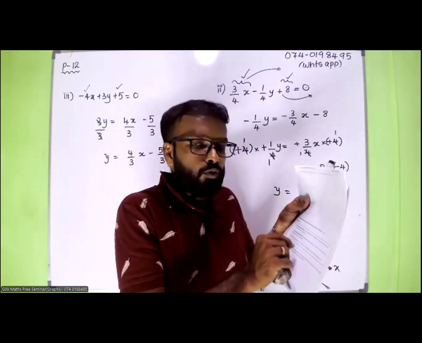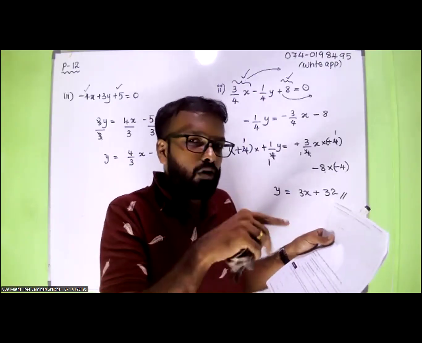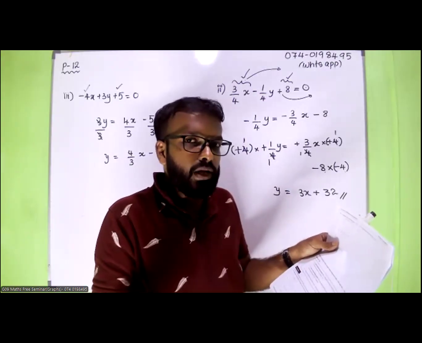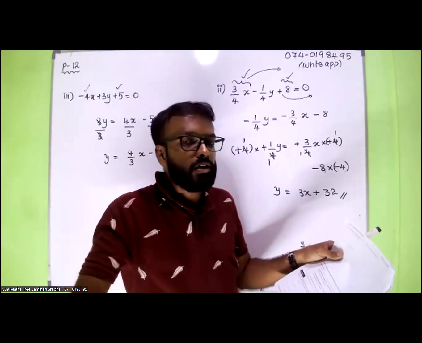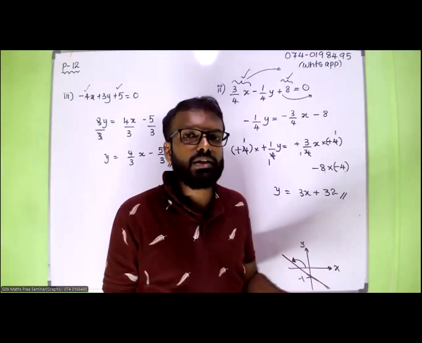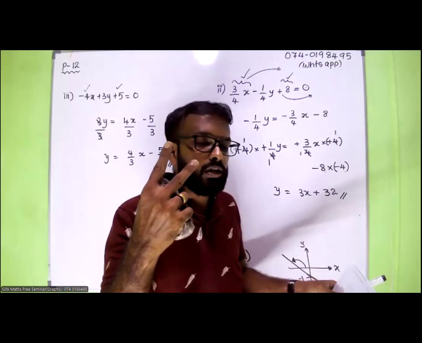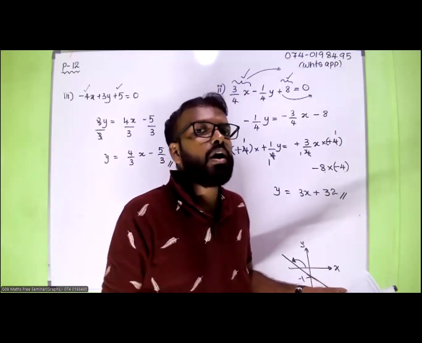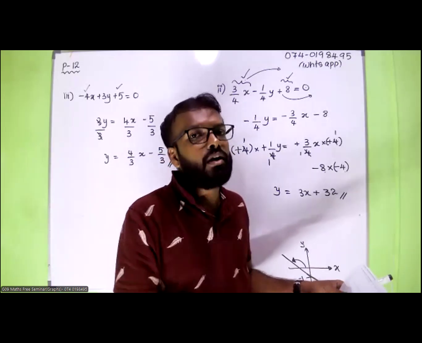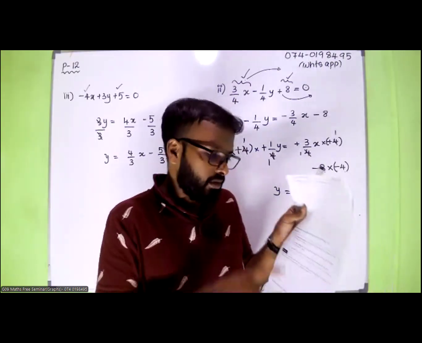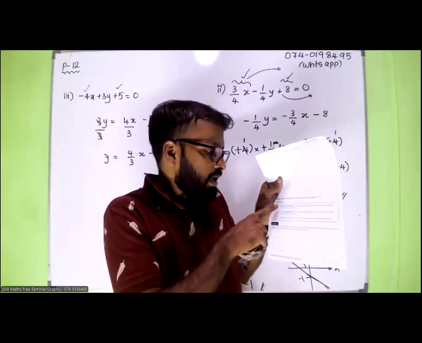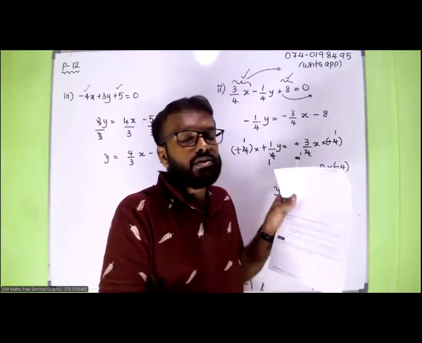If you mark these 2 points on a Cartesian plane, and then join them together, you can draw the graph easily. You need only 2 points to draw a linear graph, y equals mx plus c. Only 2 points are needed. These 2 points are the x-axis intersection point and the y-axis intersection point.